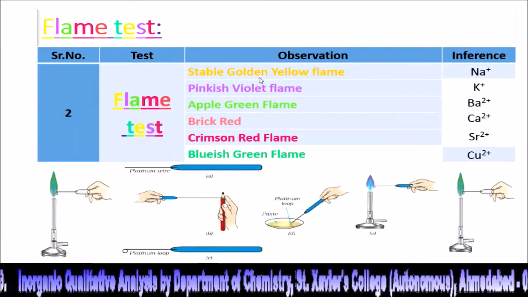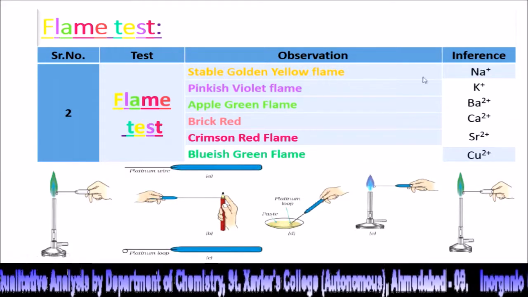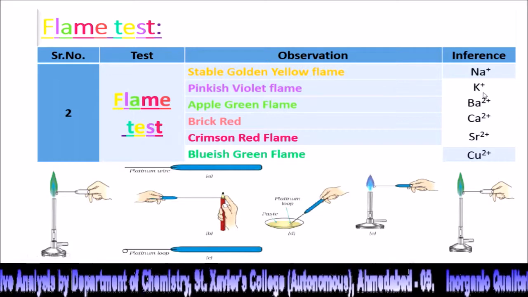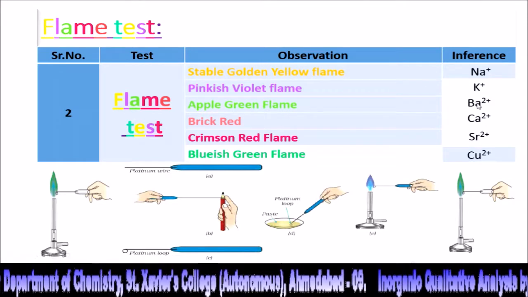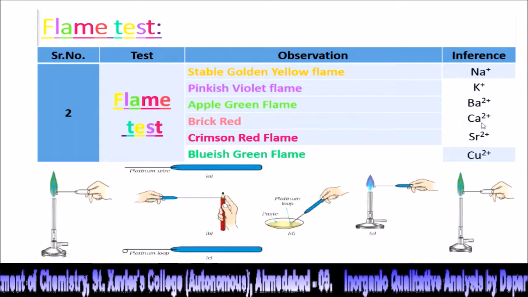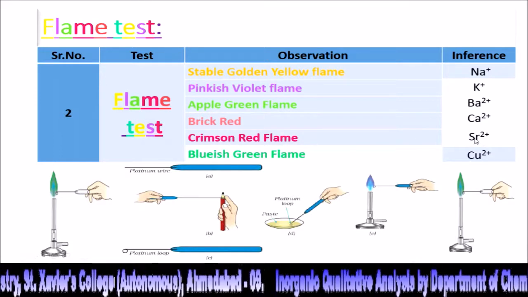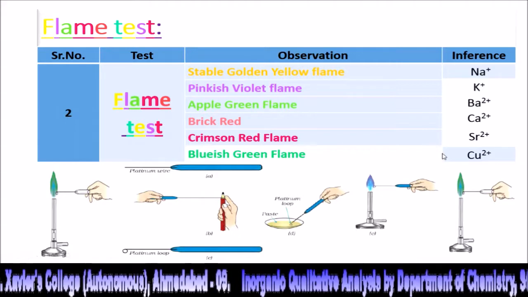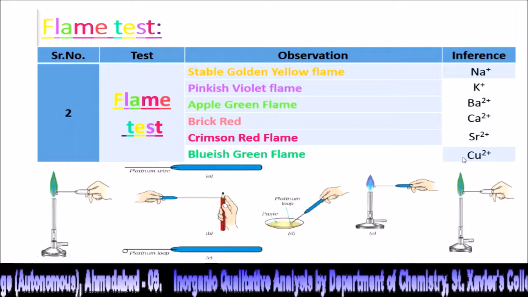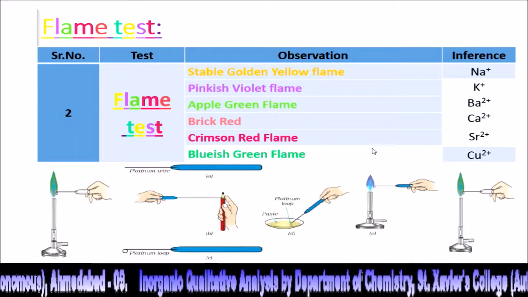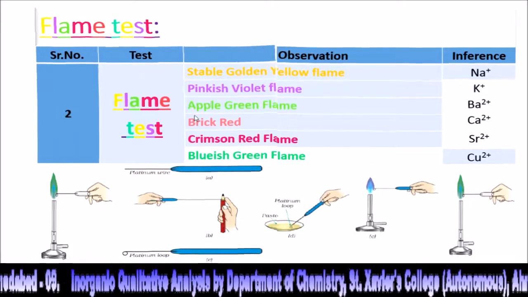If you find a stable golden yellow flame, you may say in the inference that sodium is present. If you find a pinkish violet flame, it should be potassium. If an apple green flame is observed, that is barium plus 2. Brick red color, that is calcium plus 2. Crimson red flame, then it will be strontium plus 2, and bluish green flame will give you copper. Copper is the only colored element which gives a flame. The rest of the colored elements won't give you a flame. And if your compound is colorless, then it is ideal to perform a flame test.